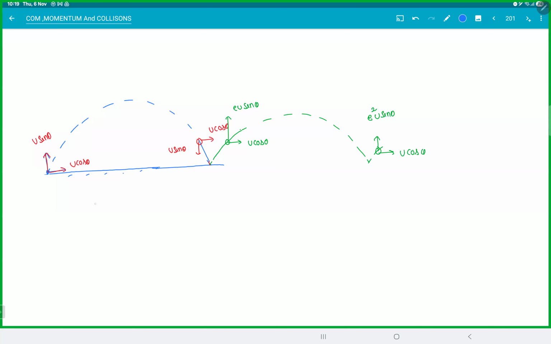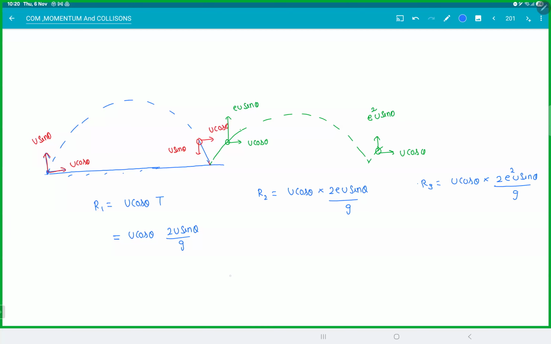So what is the first range R1? R1 will be horizontal velocity U cos theta into time of flight. So U cos theta, time of flight is 2U sine theta by g. What about the second one? U cos theta, and what is the time of flight? 2 E U sine theta by g. What about the third one? U cos theta and time of flight will be 2 E square U sine theta by g.